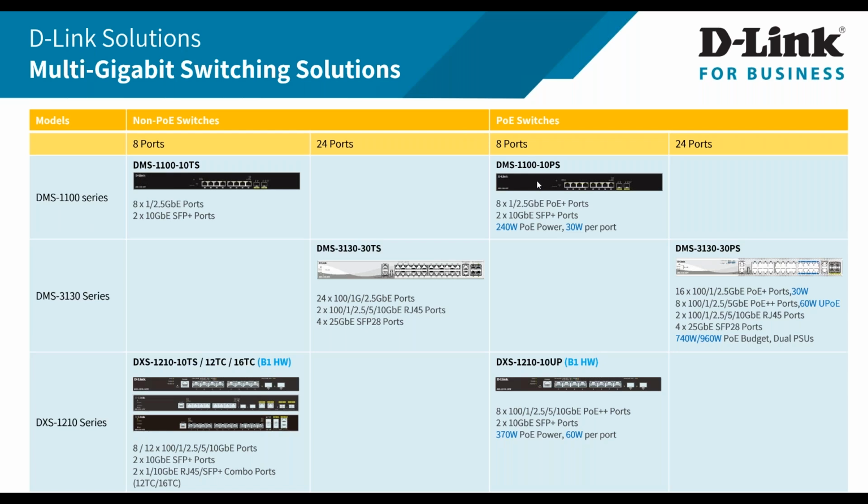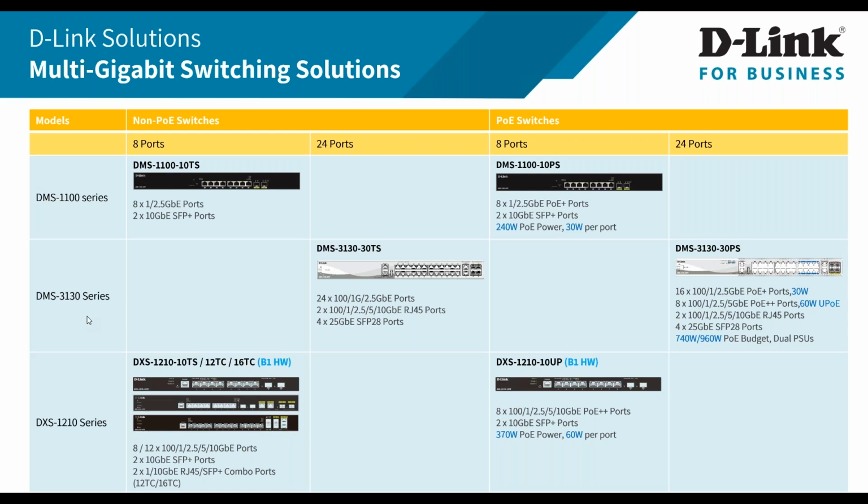And DMS 1100 10PS PoE switch can be offered for a Wi-Fi 6 access point with a 2.5 GB uplink port. The DMS 1100 PoE switch supports a 240 watt PoE budget, and it can support up to 8 access points with 30 watts simultaneously. This can be suggested for small and medium sized businesses or even campus LAN requirements.